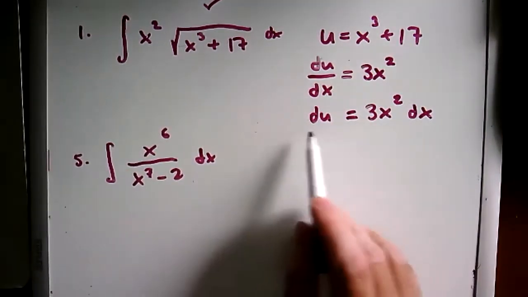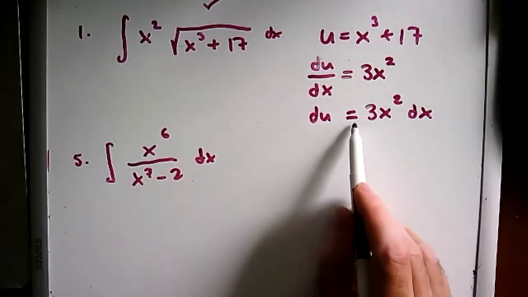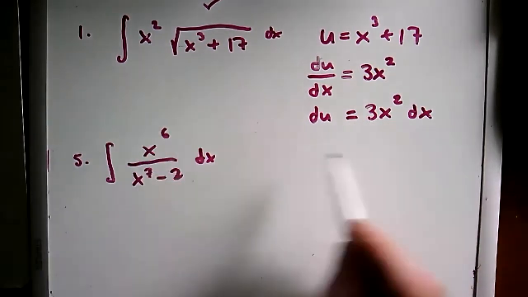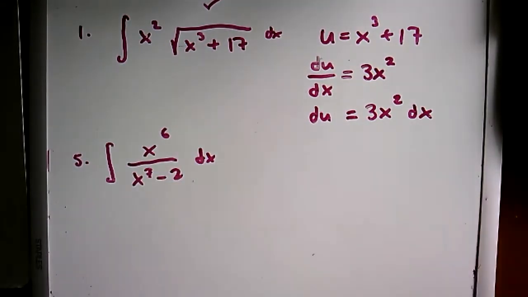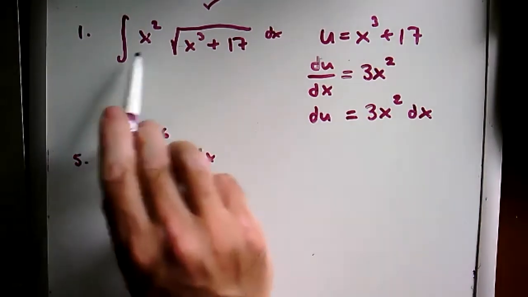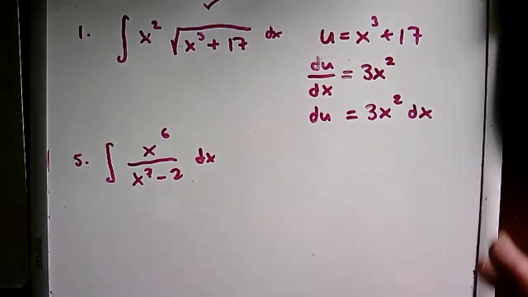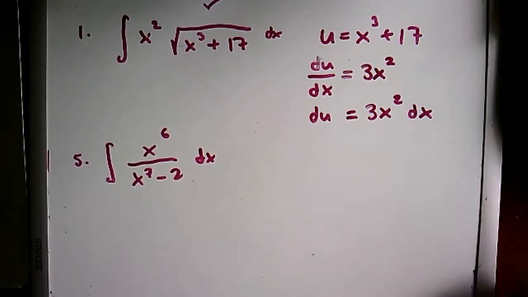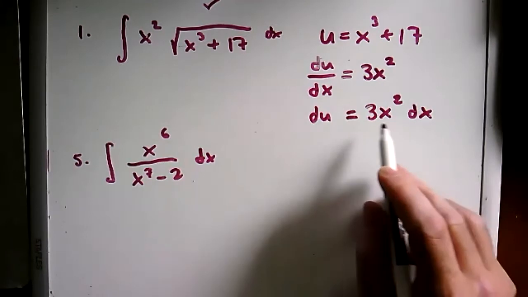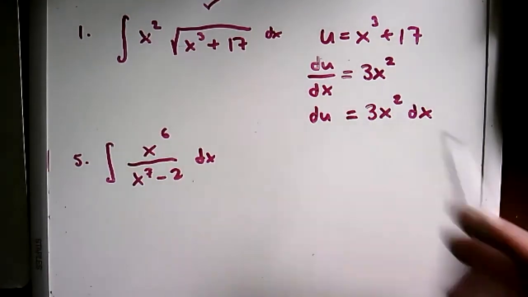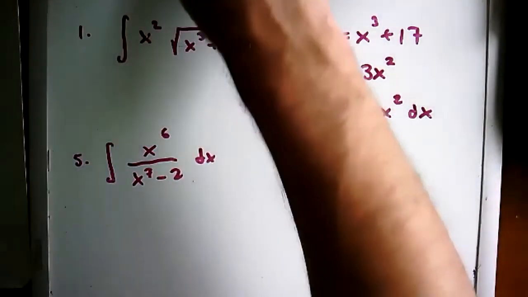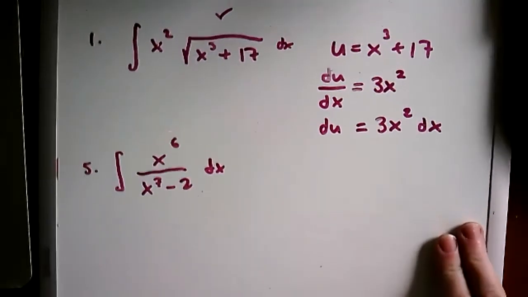And one thing to notice here is that du is equal to not x squared dx, but 3x squared dx. So I almost have what I need. I have an x squared dx, and if I could somehow change that into a 3x squared dx, I'd be able to substitute for du. And I want to show you probably the easiest way to do this. If you wish you had 3x squared dx in your original problem, we can actually make it into 3x squared dx.